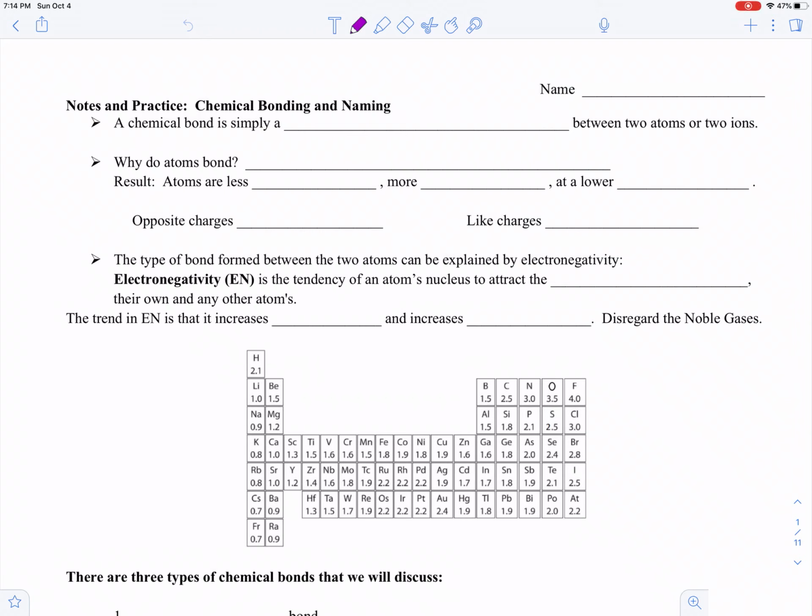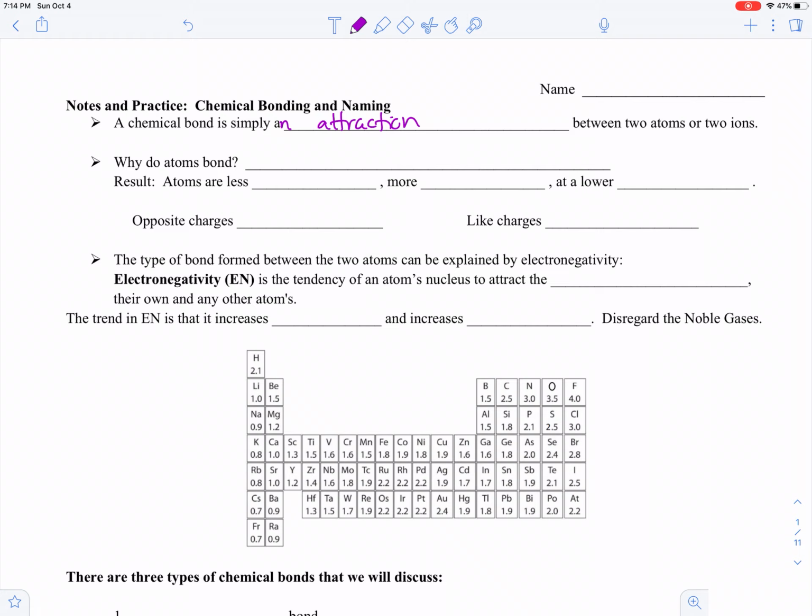I'm going to go over some bonding notes and some naming notes, and we'll be starting specifically with ionic compounds. So first, let's talk about why atoms or ions or elements bond with one another. A chemical bond is simply an attraction between two atoms or two ions.